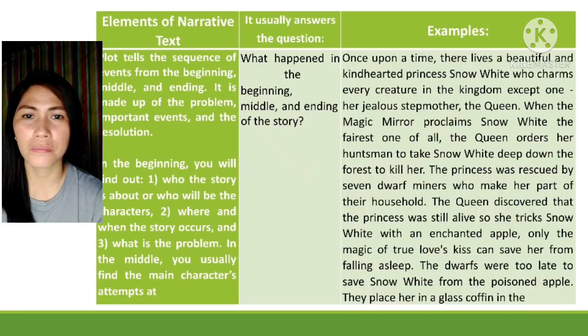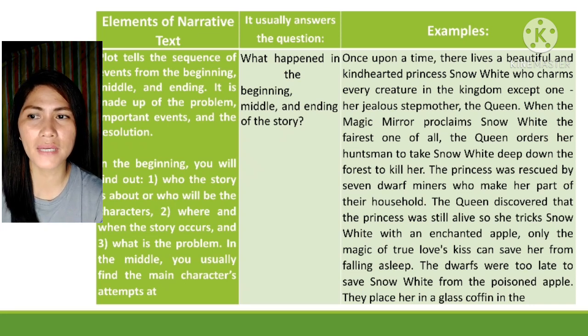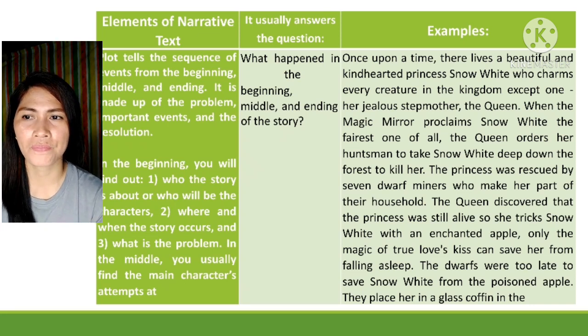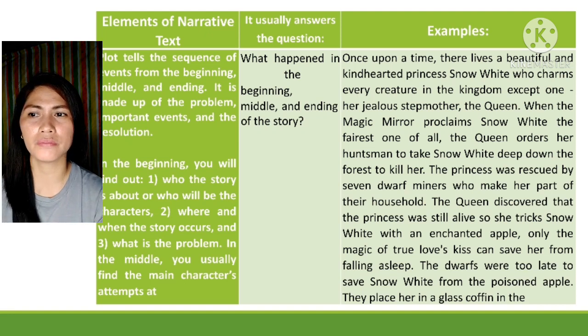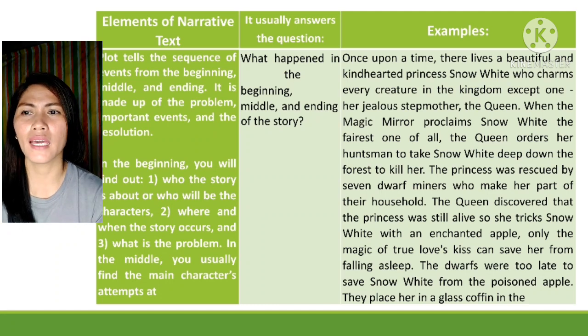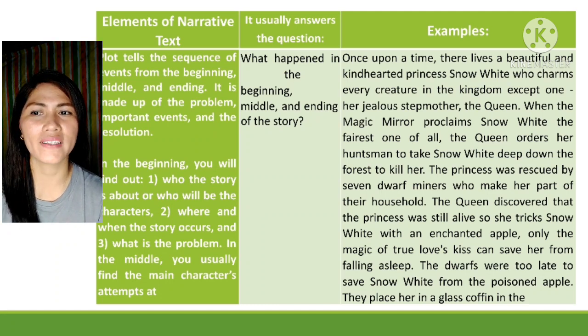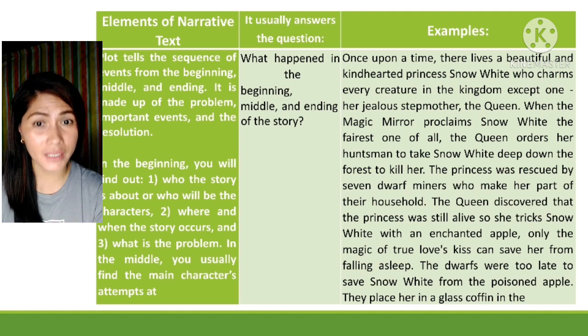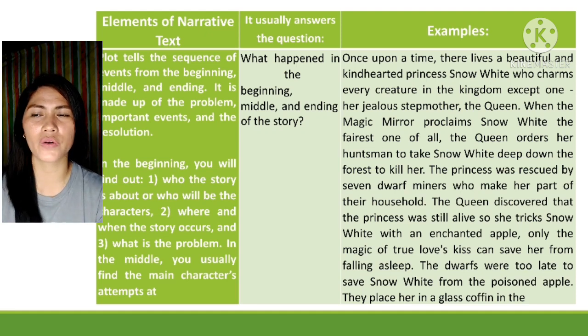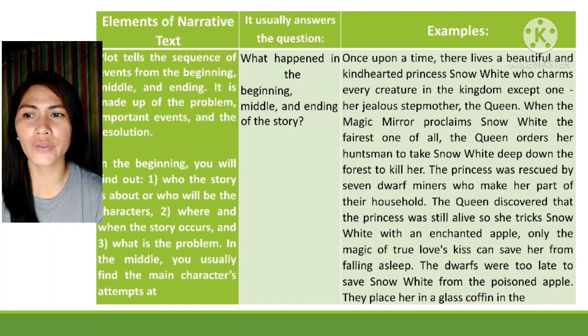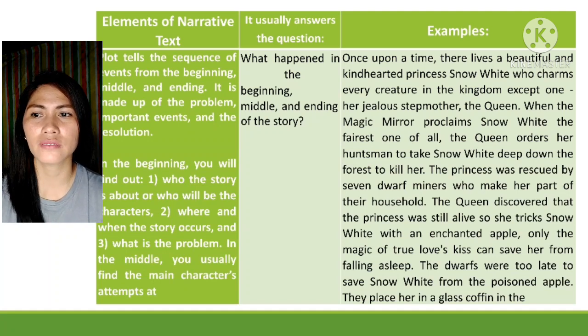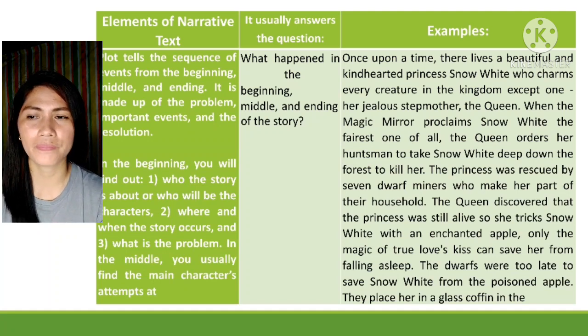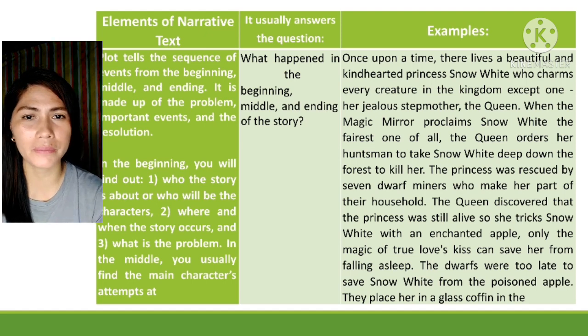Next we have plot. Plot tells the sequence of events from the beginning, middle, and ending. It is made up of the problem, important events, and the resolution. It usually answers the question, what happened in the beginning, in the middle, and the ending of the story? So in the beginning, you will find out who the story is about, or who the characters are, where and when the story occurs, and what the problem is.